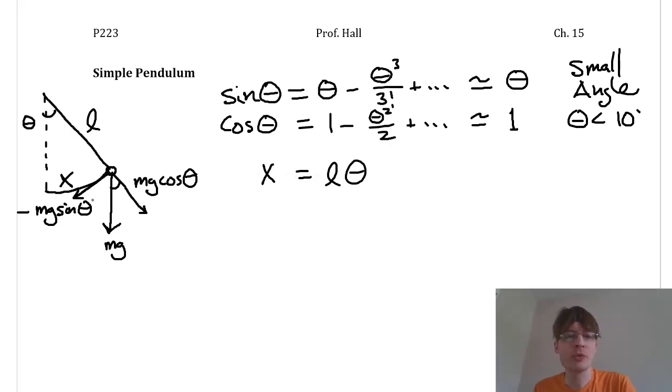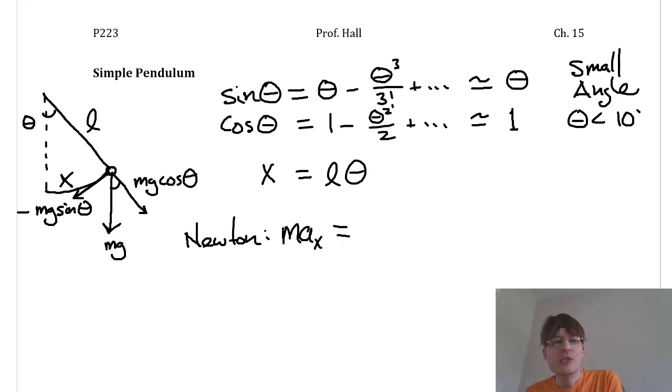Okay, so with that, we'll be able to write down Newton's law. Newton's law says that the mass times acceleration in the x direction is equal to the net force in the x direction, which is just minus mg sine theta. However, for small angles, minus mg sine theta is just about minus mg theta.